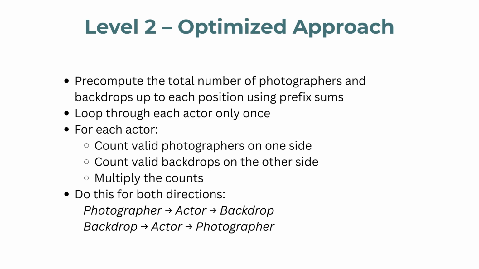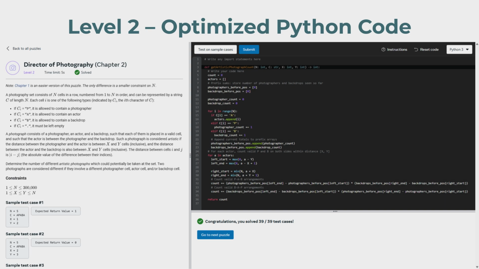To handle Level 2 efficiently, we use prefix sums to track how many photographers and backdrops appear before each position. Then, for each actor, we check how many valid placements exist on both sides within the allowed range, and multiply the counts to get the number of artistic photographs. This is the optimized solution for Level 2.